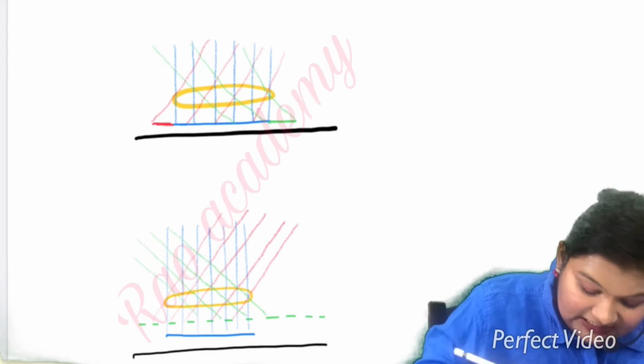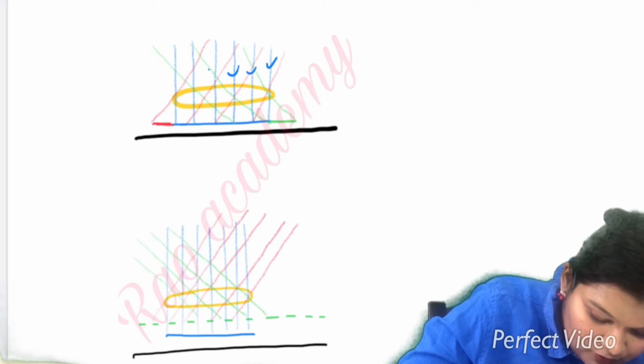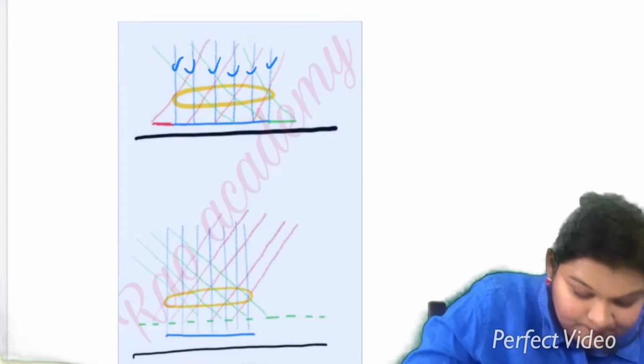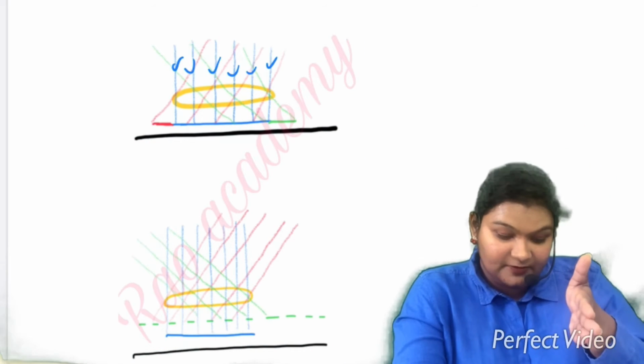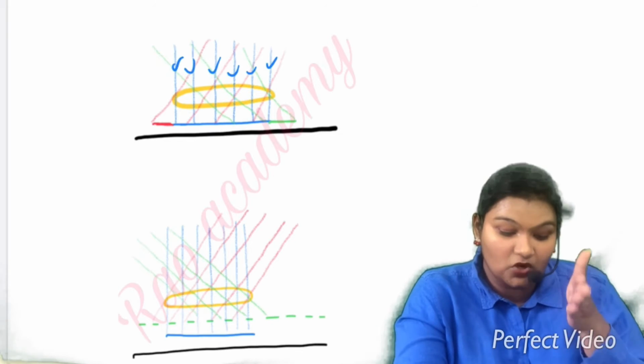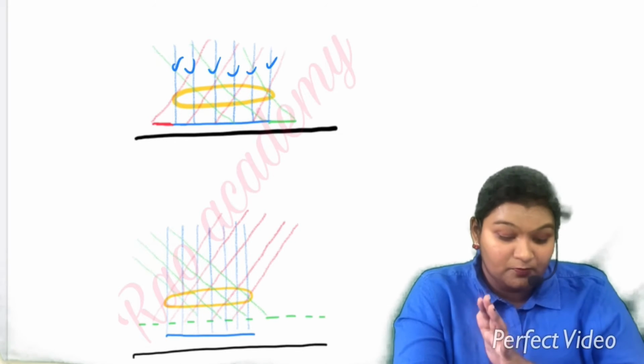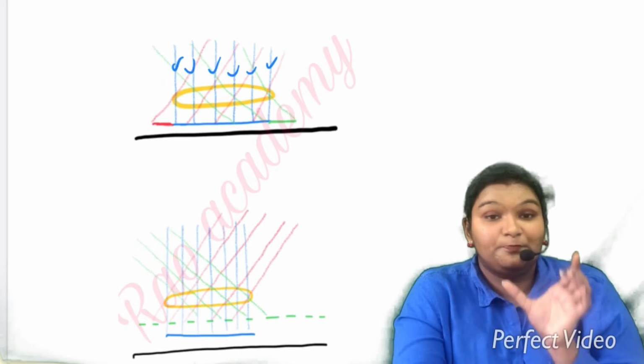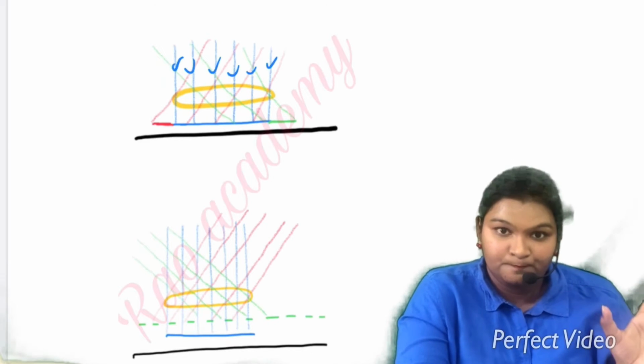Okay, so first let us move towards this image. So there are some blue colored parallel X-rays. These parallel X-rays are hitting the patient and it is causing the shadowing of that patient, which is in particular proportion as that of the patient.